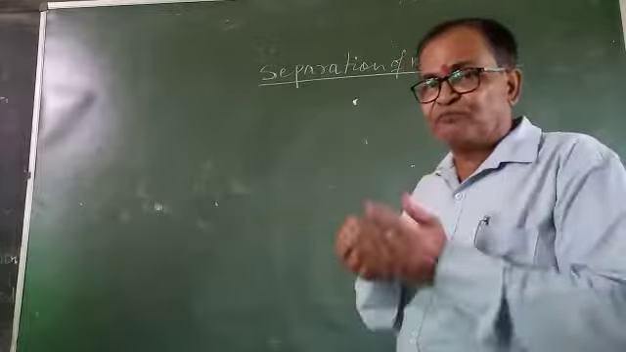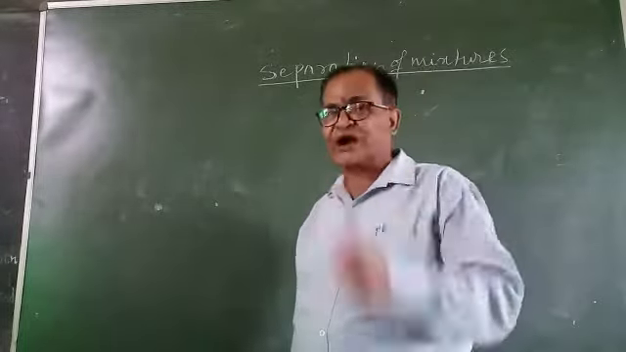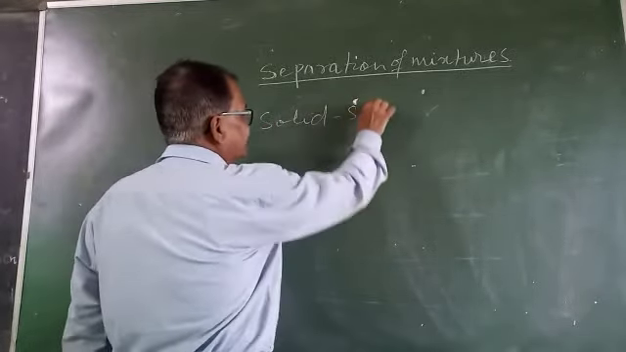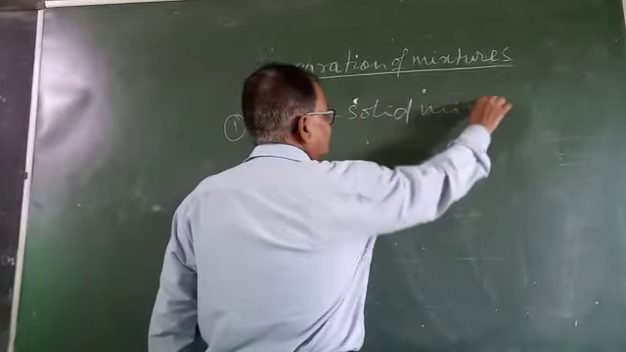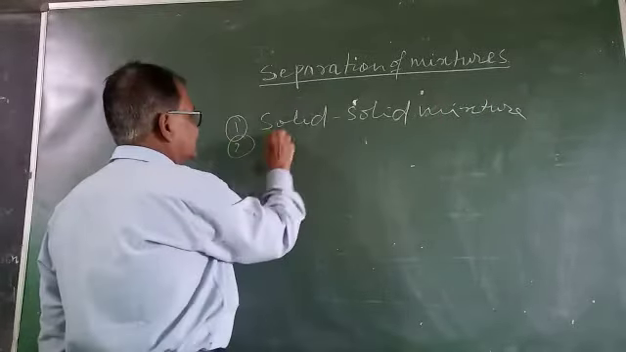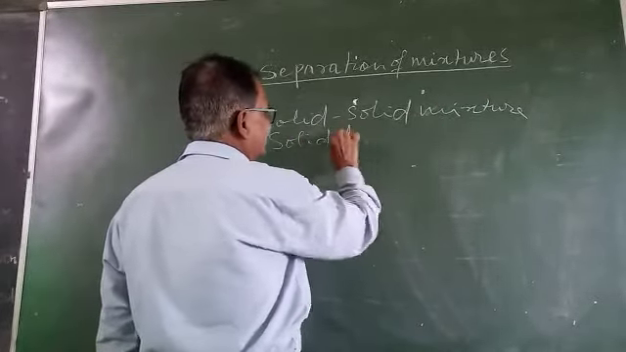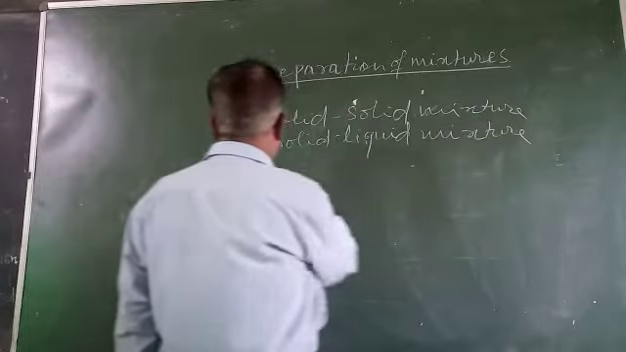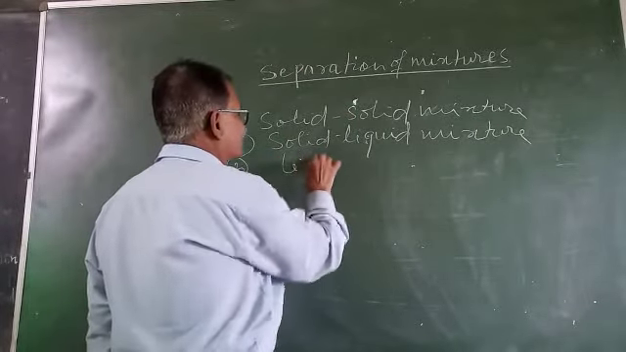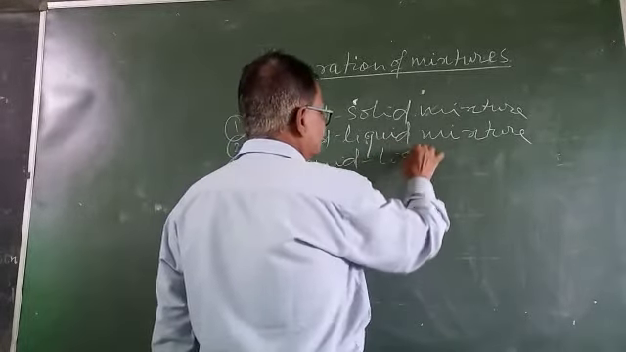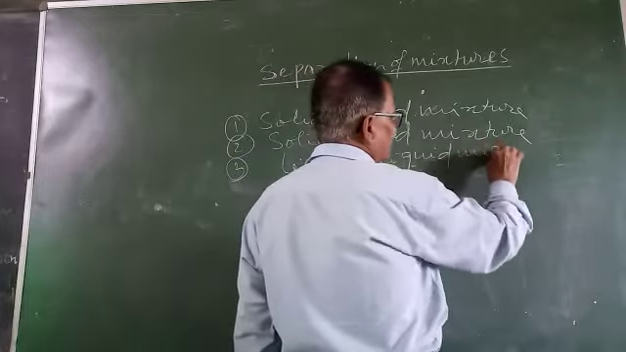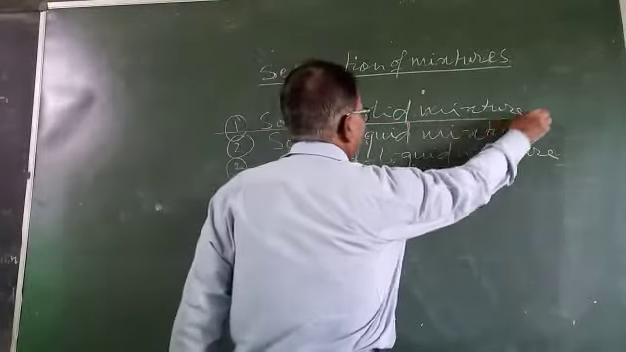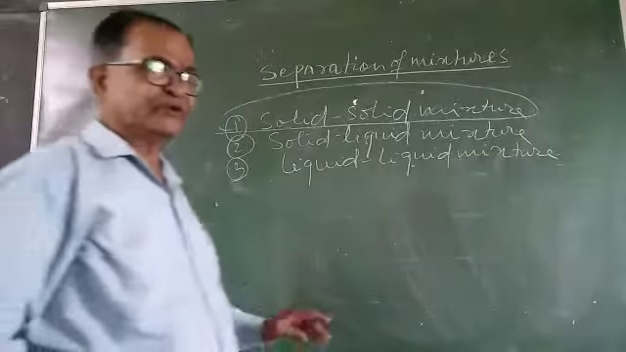On the basis of composition, mixtures are classified into three types. First is solid mixture. Second, solid liquid mixture. And third is liquid mixture. Today I am going to explain the methods involved in separating the solid mixture.